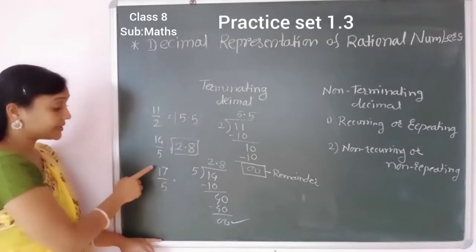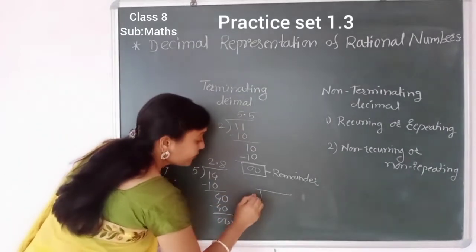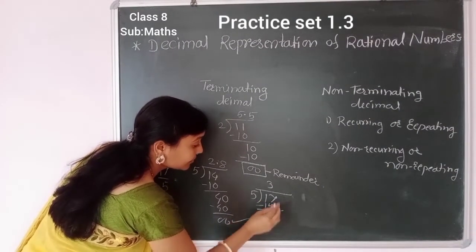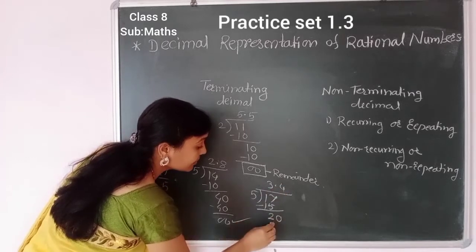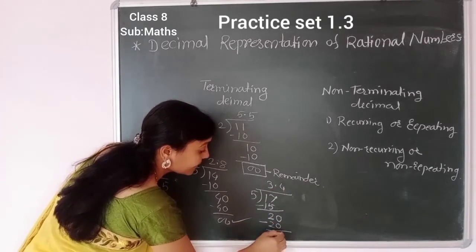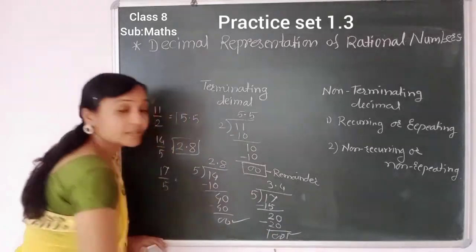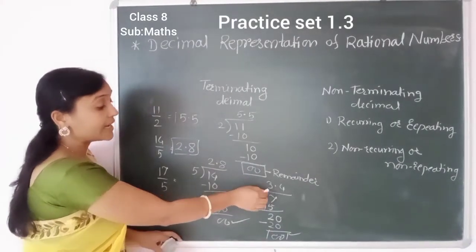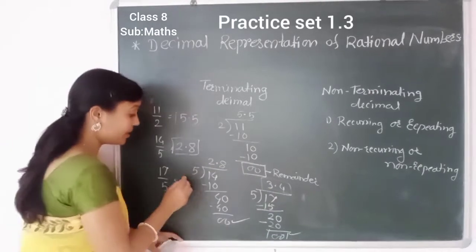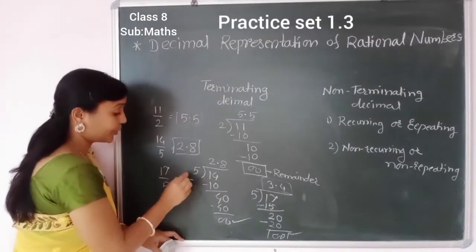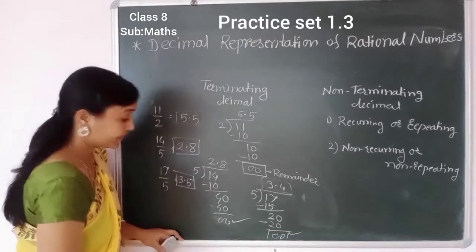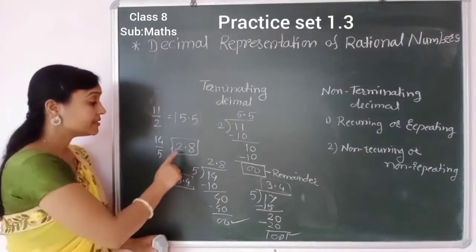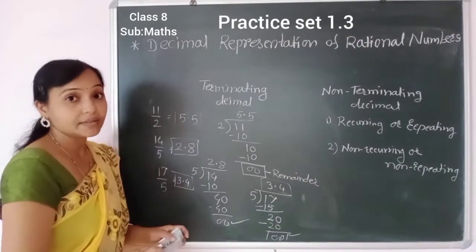Another example we take is 17 by 5. 5 3s are 50. Then 0, 5 4s are 20. Again we get remainder 0. It means here the division ends. That number is called terminating decimal form. Its answer is 3.5. Sorry, 3.4. This number is called terminating decimal form.